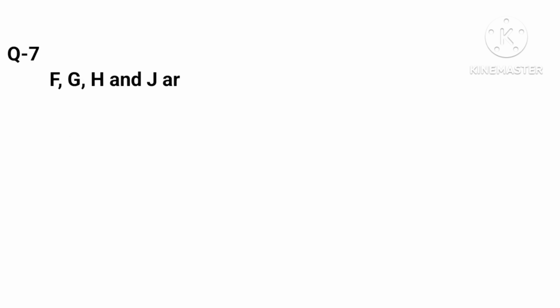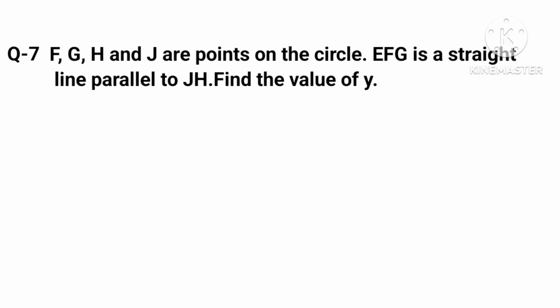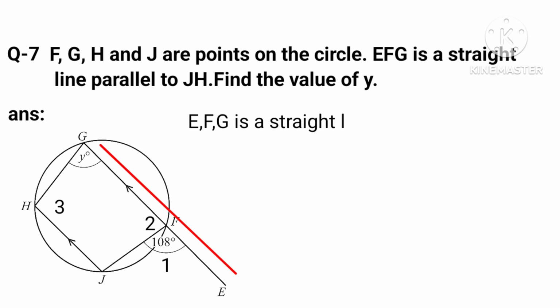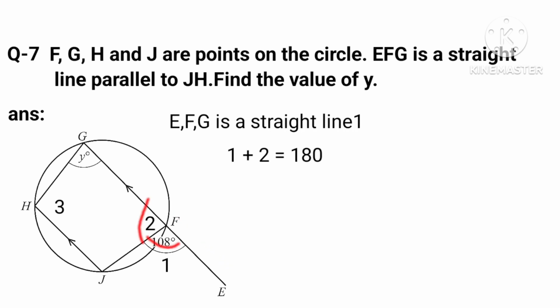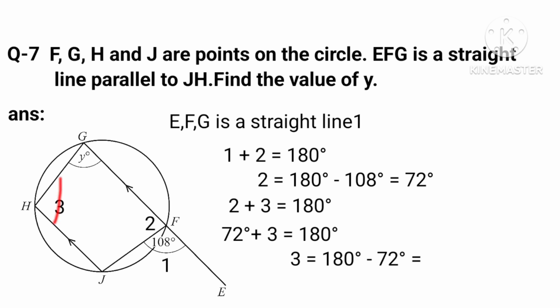F, G, H and J are points on the circle. EFG is a straight line parallel to JH. Find the value of y. AFG is a straight line. Therefore, 1 plus 2 equals 180 degrees, or 2 equals 180 minus 108 equals 72 degrees. But 2 plus 3 equals 180 degrees, being cyclic, hence 72 plus 3 equals 180 degrees. Therefore 3 equals 180 minus 72 equals 108 degrees.